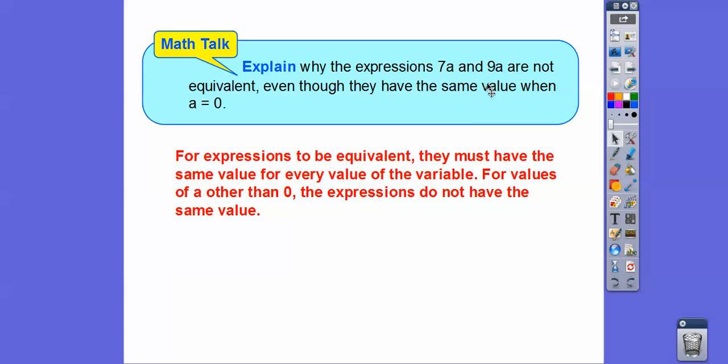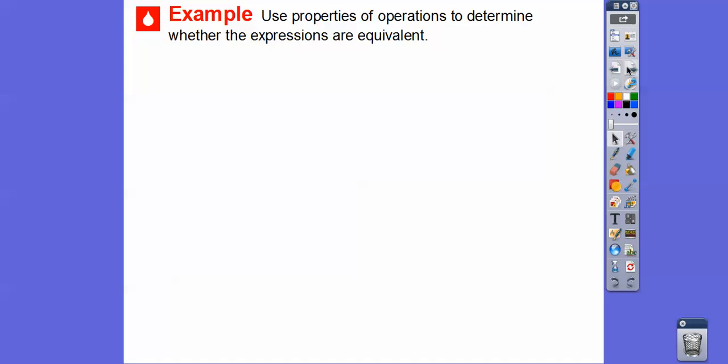The only time it does work is when it's 0. So for values other than 0, the expressions don't have the same value, okay? So here we're going to use properties of operations to determine whether the expressions are equivalent expressions. Here we have 7y plus the sum of x plus 3y, and here we have 10y plus x.